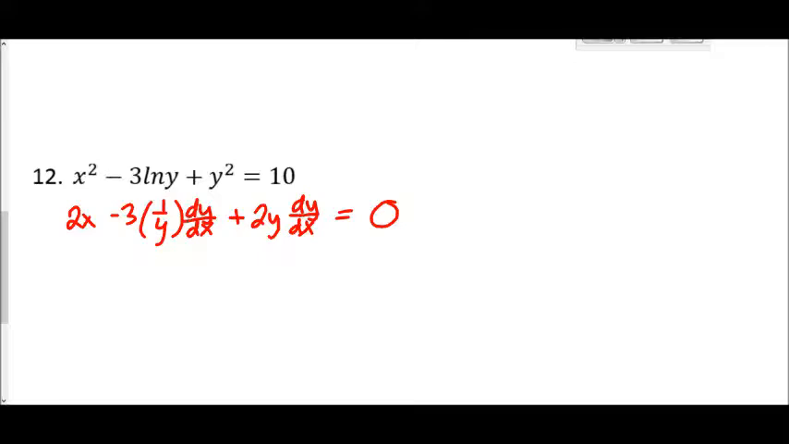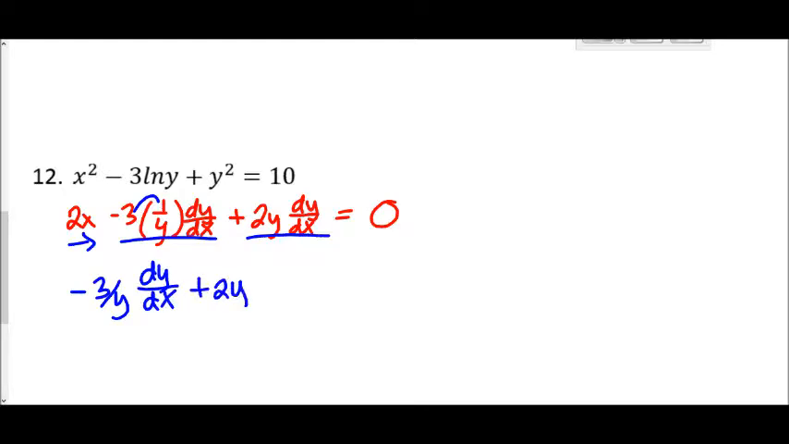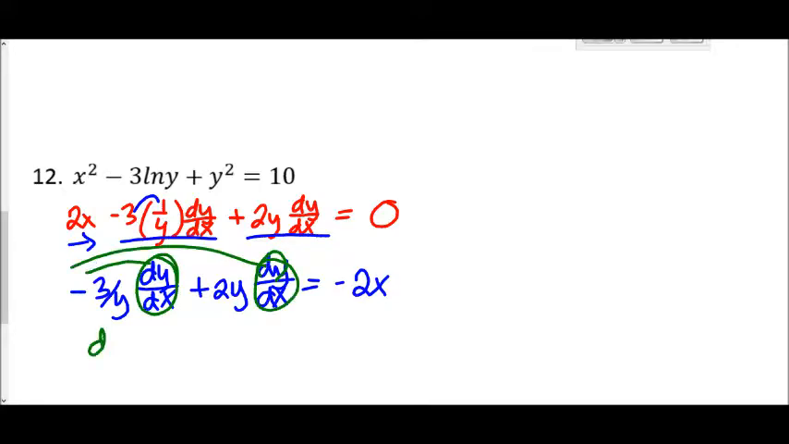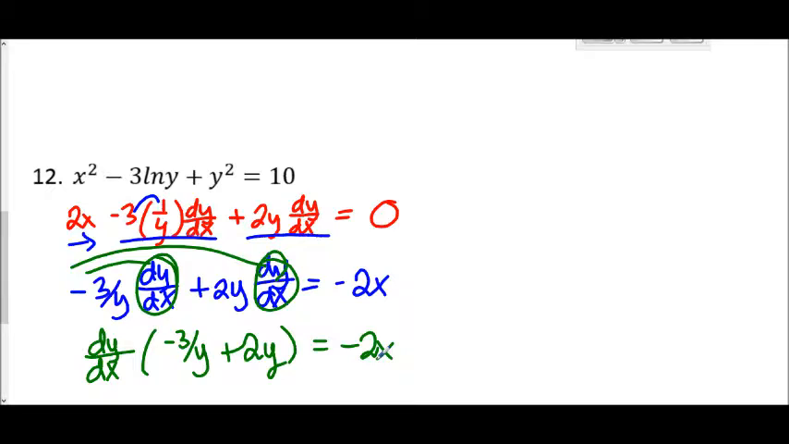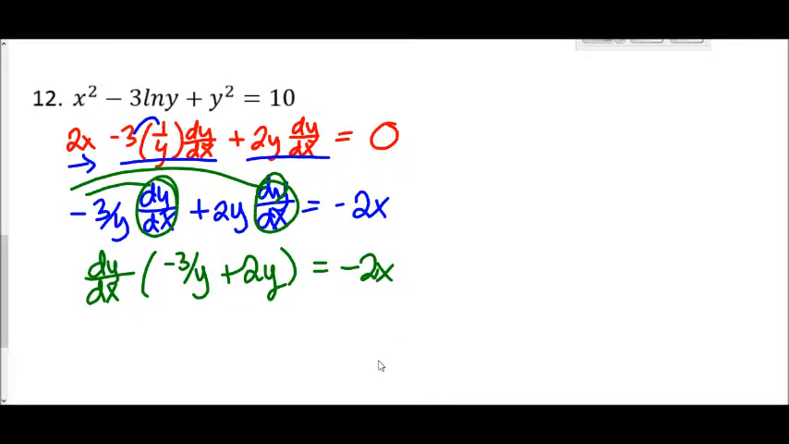So we need dy dx by itself, so I'm going to leave these two, and I'm going to move 2x. So this becomes negative 3 over y. I just multiplied the 3 and the 1, dy dx, plus 2y dy dx equals negative 2x. So I need these dy dx's by themselves, so I need to factor them out. So we have dy dx times negative 3 over y plus 2y equals negative 2x. And then I just need to get that by itself.